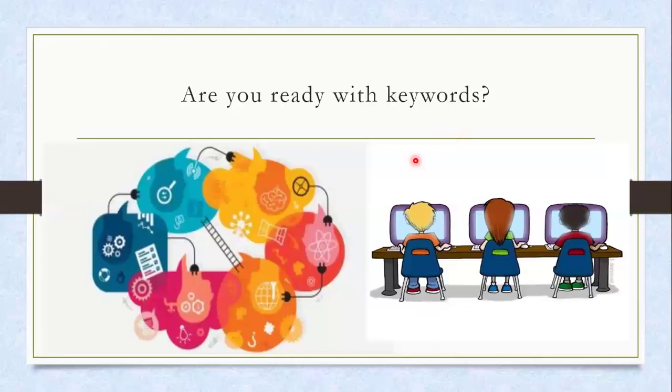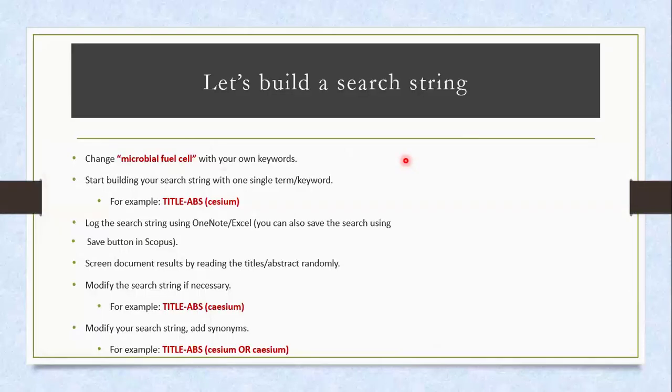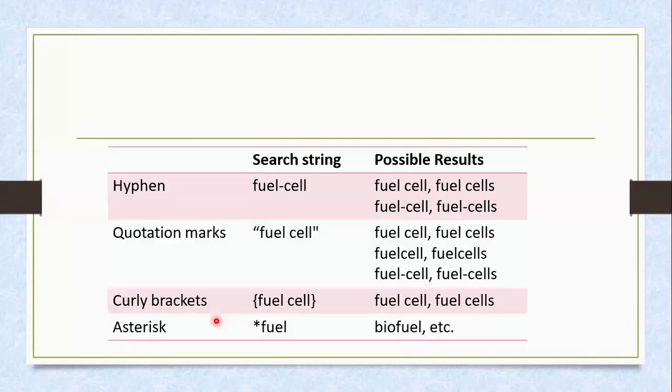So, are you ready with the keywords? Yes, we are ready. So let's build a search string. Change microbial fuel cells with your own keywords. So start building your search like this. Title, abstract, and this and this. These are the things that I let you know in my previous example: TITLE-ABS means title and abstract, and you need to provide specific keywords within this range.